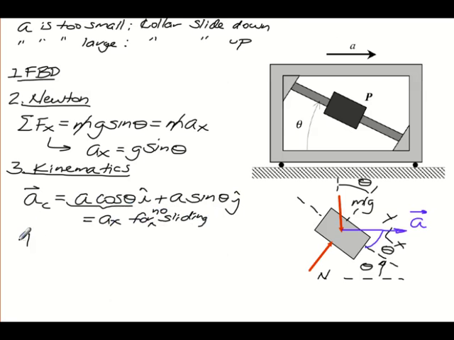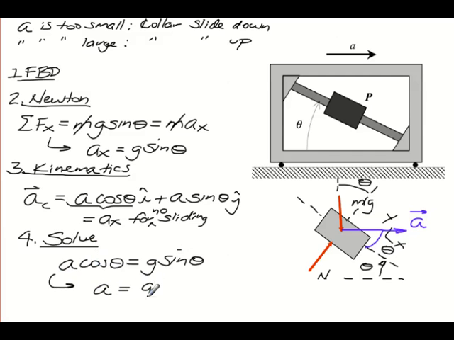So it says then, whenever I solve for this, basically says that a cosine theta, ax, must be equal to g sine theta. So the acceleration that we need to give that cart then is g times sine over cosine, or tangent. So that's what we need.